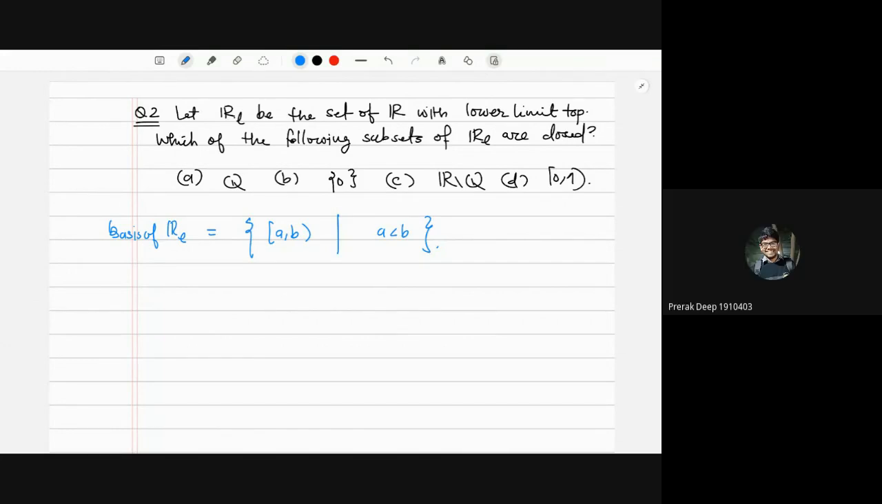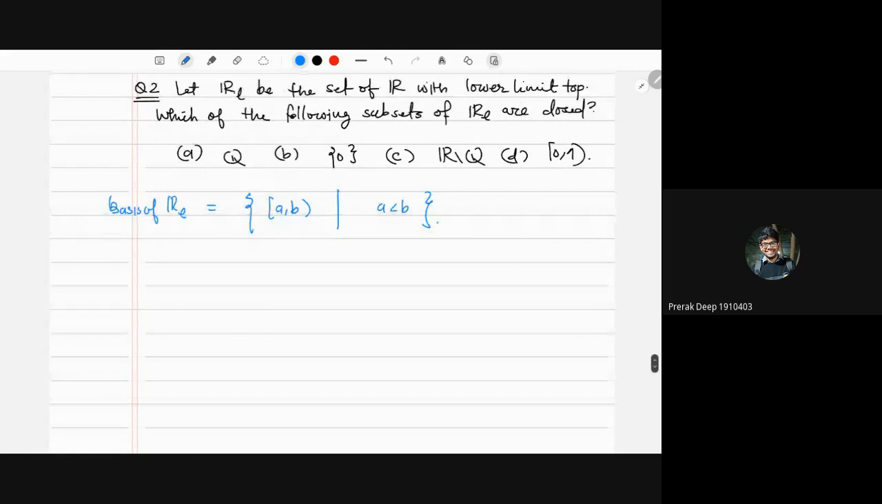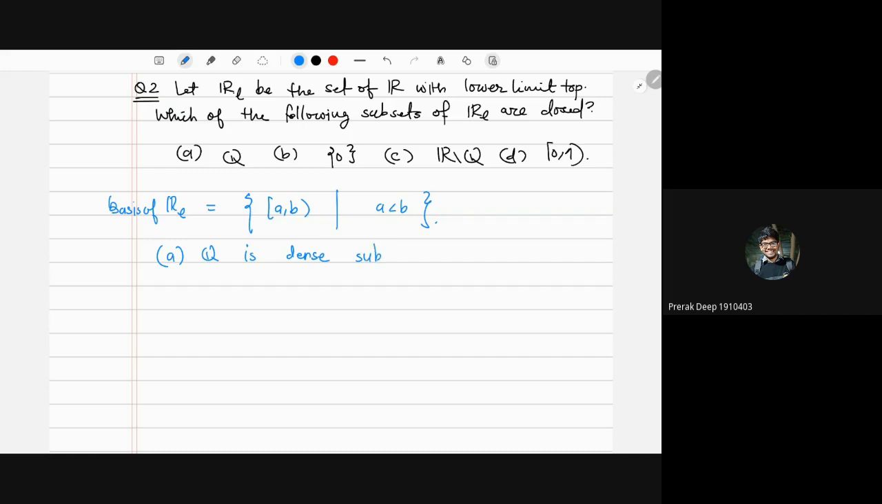Okay, let me discuss this solution now. So R_L is the set R with the lower limit topology, where the subsets that look like intervals of this form are the basis that generates the topology. Now let us look at option A. So Q is the set of rationals, and we know that Q is a dense subset of R. And in order to say that it is closed, you need to look at the complement of this. So now, is this complement open? What is the complement?